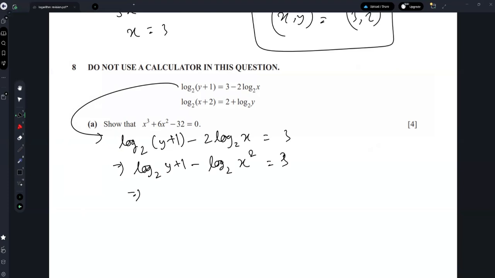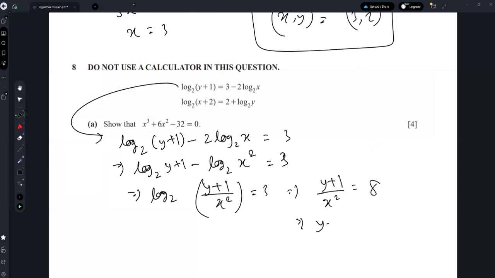So I get log base 2 of y plus 1 divided by x squared equals 3. So I get y plus 1 by x squared equals 2 to the power 3, which is 8. And then I get y plus 1 equals 8x squared. So I get y equals 8x squared minus 1. This is equation 1.